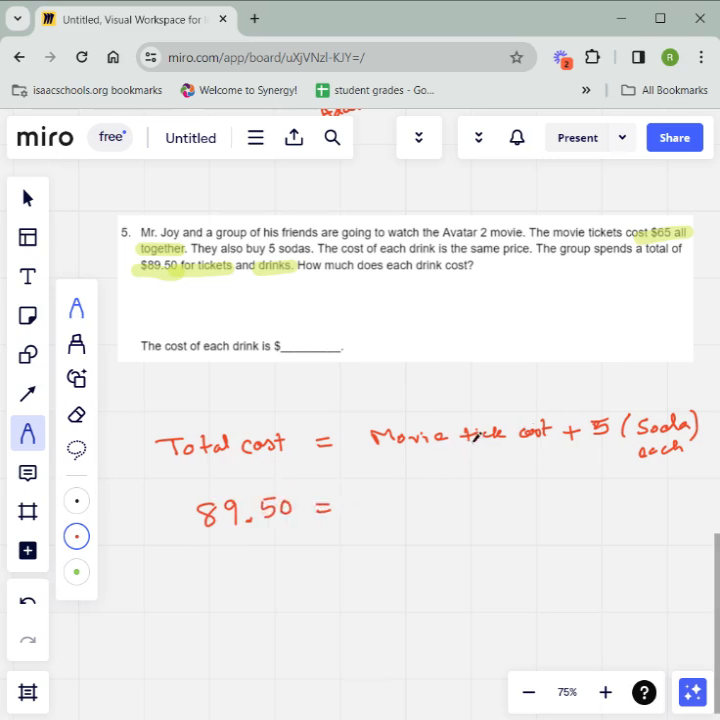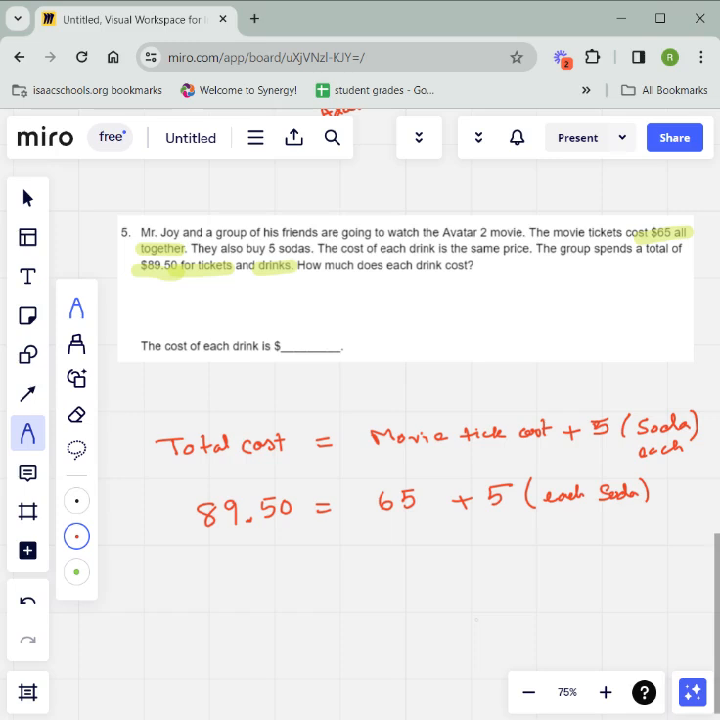And also, this movie tickets cost is $65 plus 5 times each soda. Do we understand this? Now let's do the simple math up here. 5 times what plus 65 gives you the total cost of $89. Okay, so let's do that math right here.